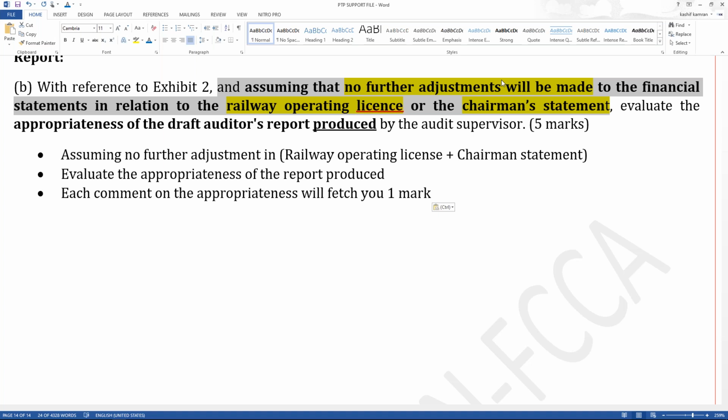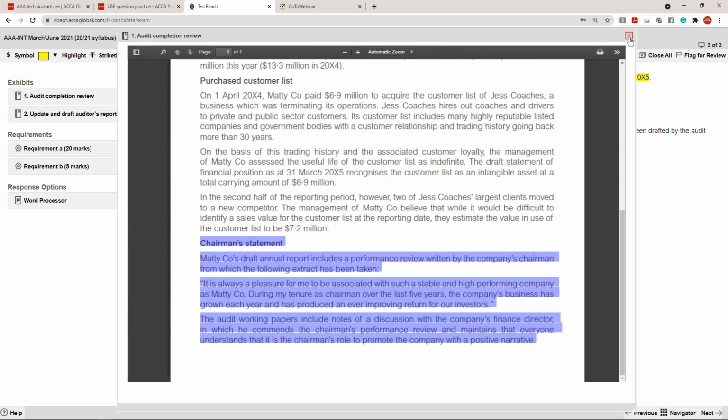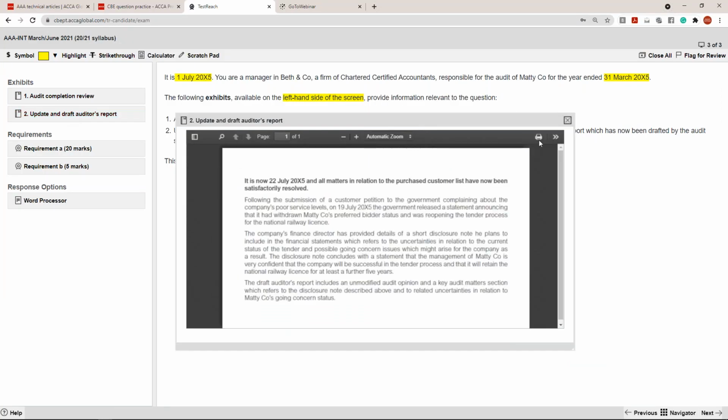Everyone, evaluate the appropriateness of the report. Now, I will ask you first what you think, and then we'll see the report is right or wrong. Let's see whether you are clever enough to take the right perspective. Okay, let me take you back to the second exhibit. I'll open the second exhibit.